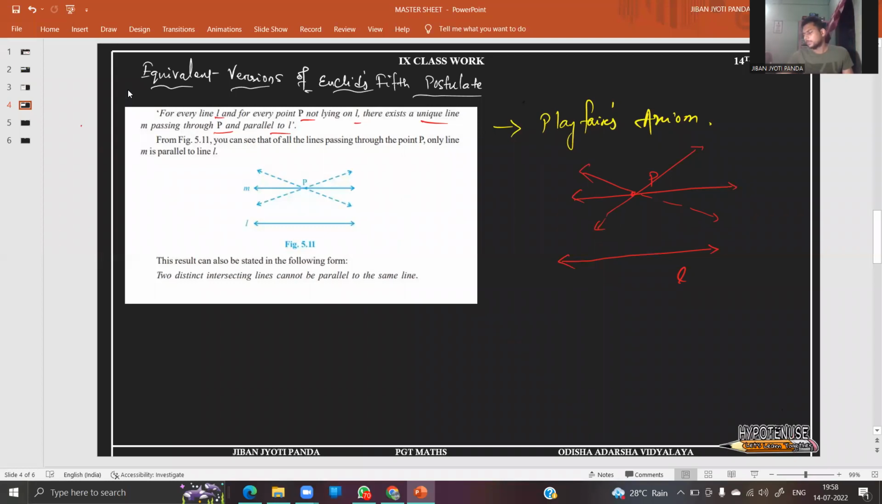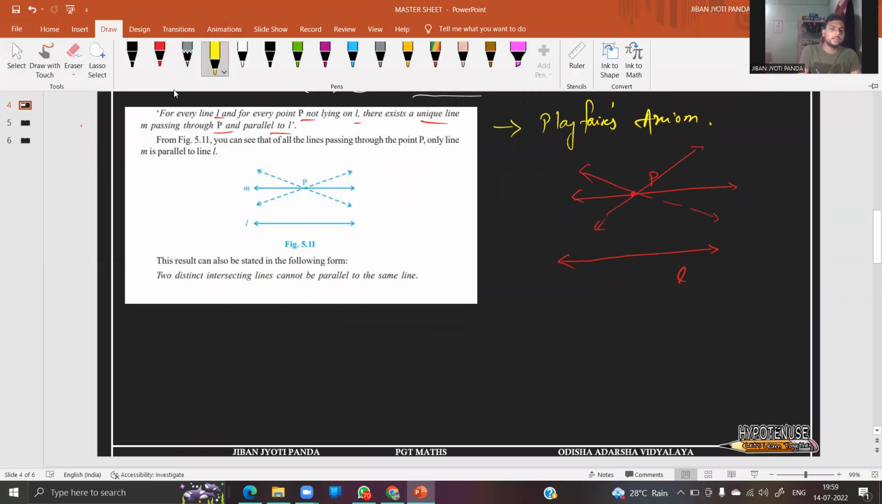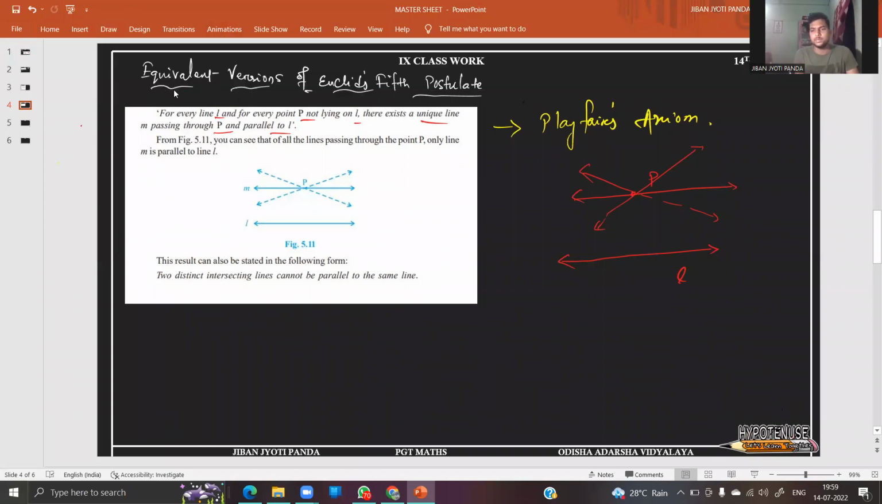Sir, can you explain that part again? Okay. Just wait. What I am telling is, now there is a line L. We have a line L, any random line we are considering. There is a point P which is not on L, somewhere else outside L.